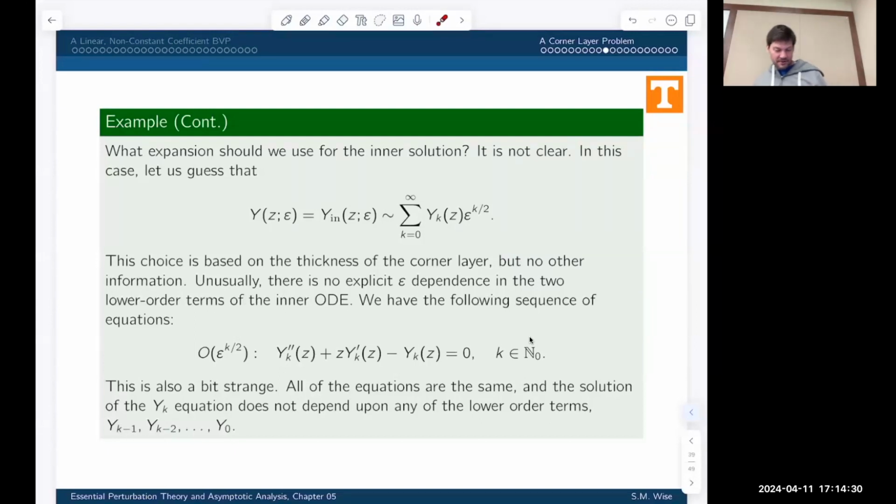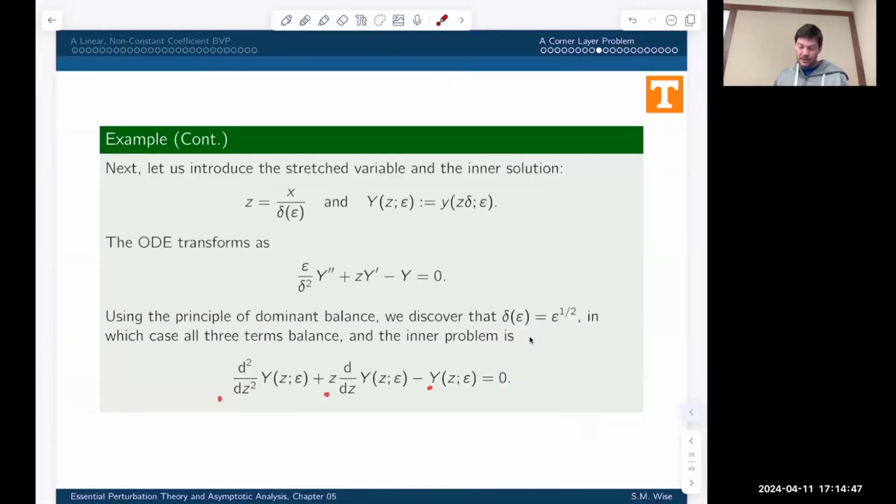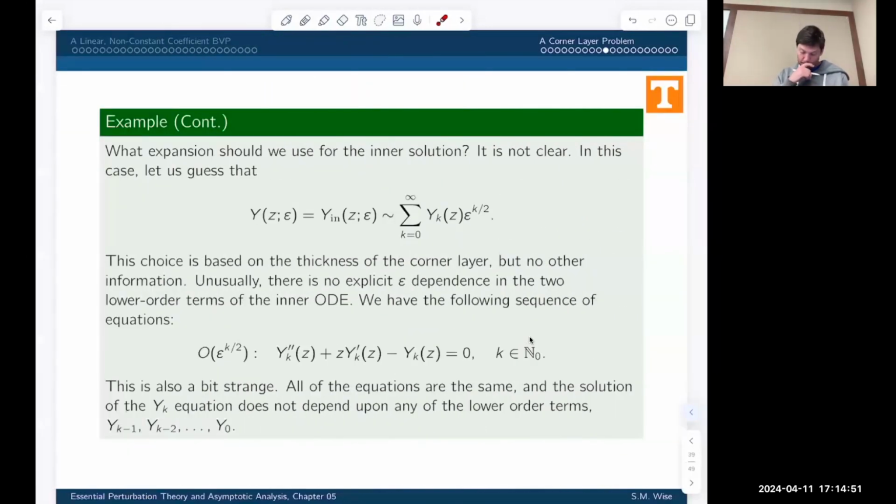All right, here's another cool thing. All of the equations for all orders come out to be exactly the same. No matter what scale we choose for this, it doesn't matter. All of them are going to be the same because there's no epsilon which appears explicitly here. Nothing to do. We always get this equation.